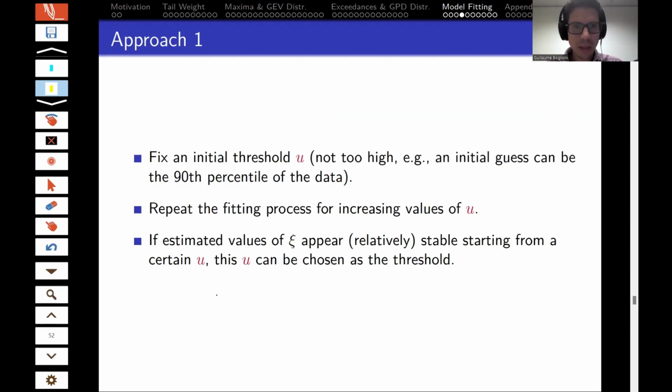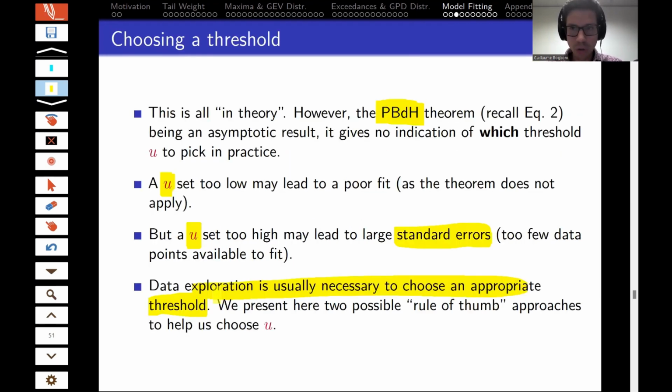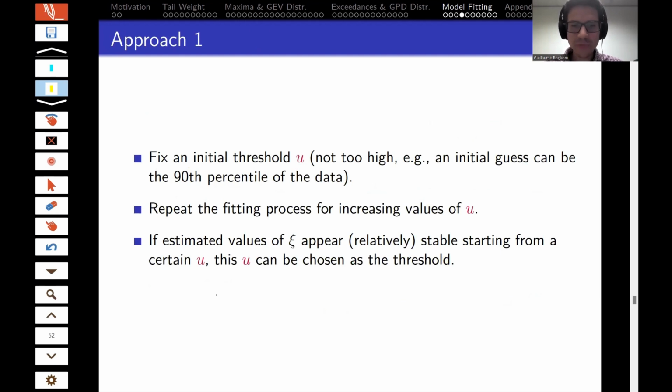Now, let's just present overall some approaches to help us pick this threshold u. The first one is very simple, but I would say it might not always really work, but still it might.